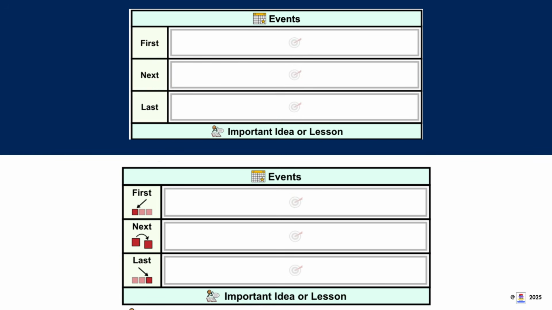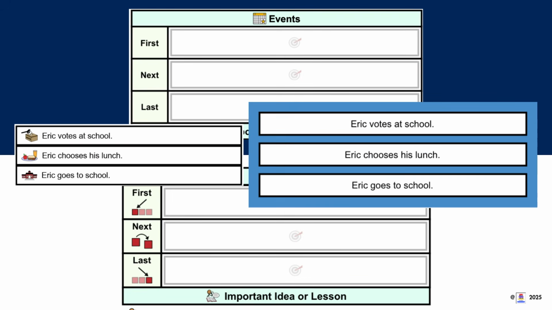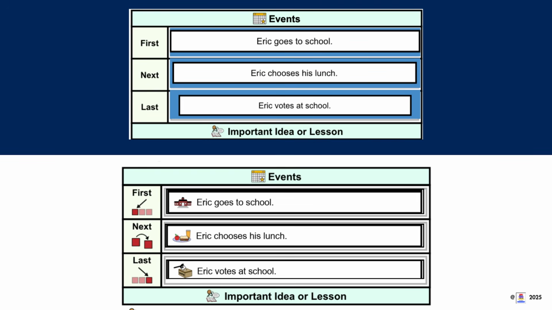Now let's sequence the story by putting the events of Eric's day in order. What happened first, what happened next, and what happened last. In the story, first, Eric goes to school. Next, Eric chooses his lunch. Last, Eric votes at school.